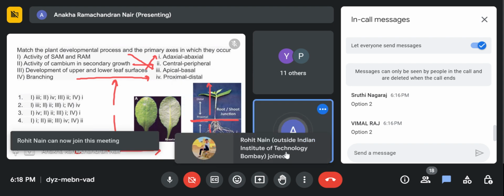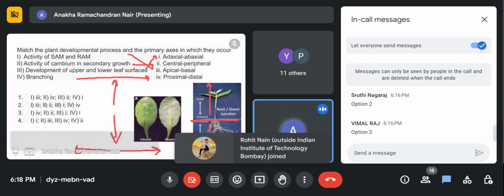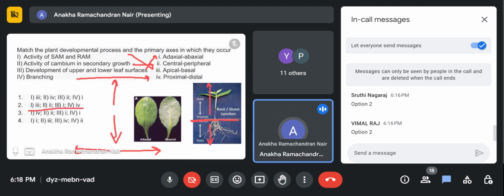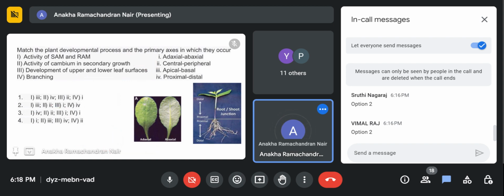Any doubts in this? Just stop me anytime if you are facing any doubts. All right, so the correct answer is option 2, which matches all of these. All right. So I'm assuming there are no doubts as such. So let's move on to the next question.